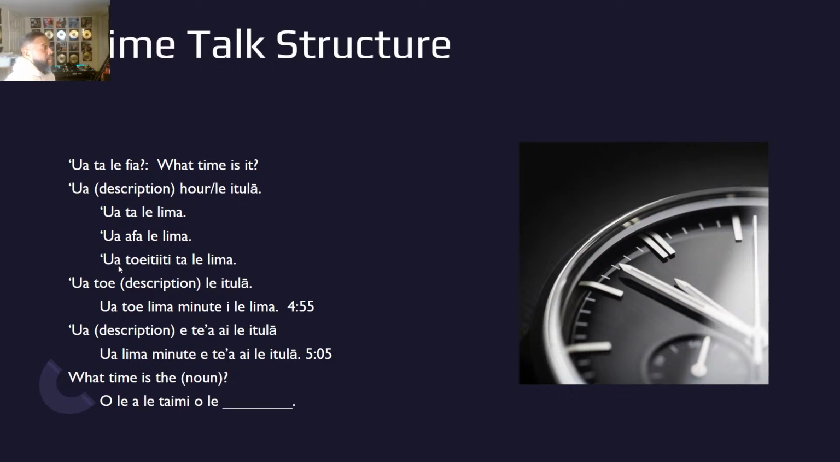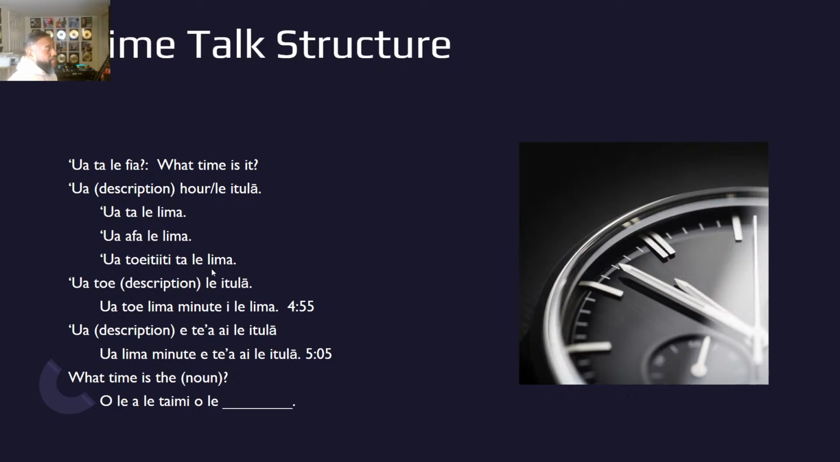And if you want to say, instead of saying something like it's 4:57 or something like that, you could say it is now pretty soon strike the five. So it's almost 5 o'clock. So it could be 4:47. It could be 4:52. But whatever it is, almost 5 o'clock. So ua toititi tale lima, ua koikiki tale lima. All right. So this is very important. If you can just remember the phrases, that's great. Ua tale fia, ua tale lima, ua afa le lima, ua koiki, ua toititi tale lima.